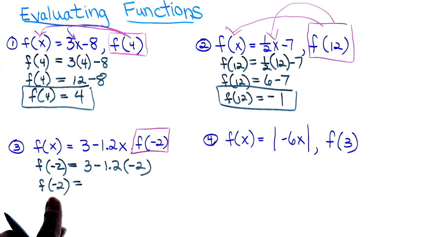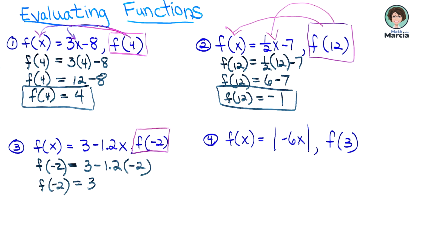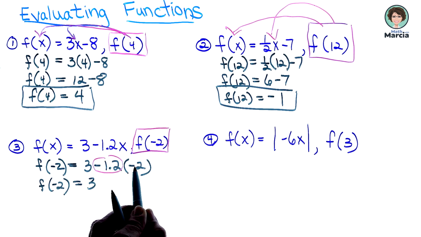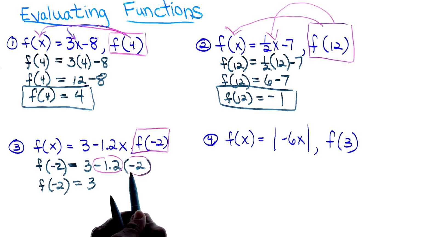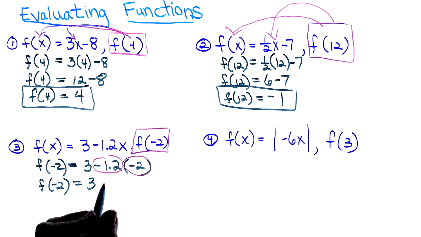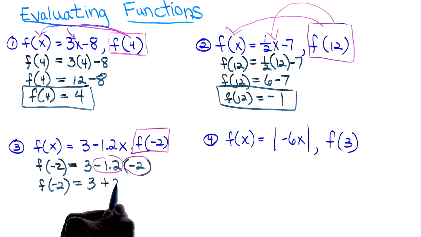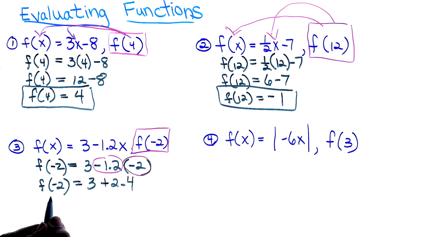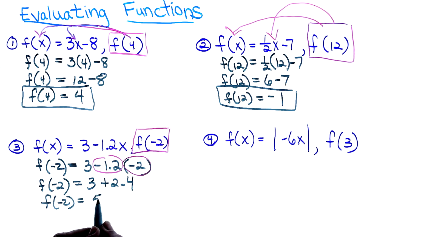The f of negative 2 is equal to 3. And now it's important to see this is a negative 1.2 and this is a negative 2. So we know when you multiply two negatives, it's a positive, and you do end up with 2 4/10. And finally, we will come up with what is the value of the function when we put in a negative 2. And the answer is 5 4/10.